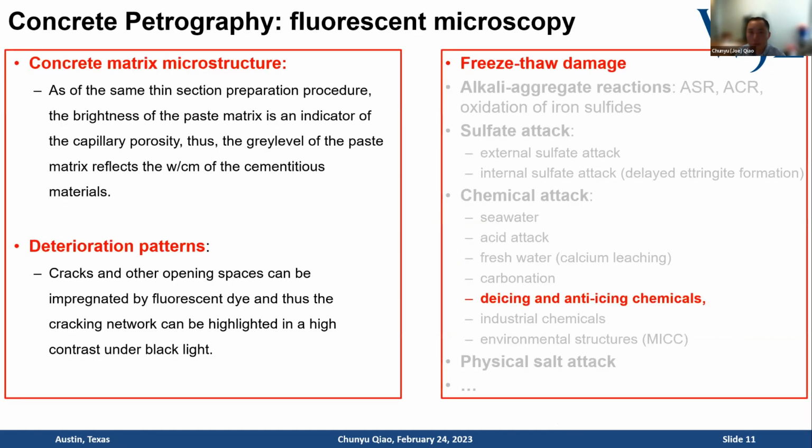Like I said before, fluorescence microscopy can examine anything that's occupied by epoxy. The first thing, like I said, is the matrix, so different matrix porosity will come in different gray levels. That's a very powerful tool to examine the water-to-cement ratio of the cementitious material. If you project the idea to damaged concrete with cracks or other open spaces, epoxy can easily occupy those cracks and open spaces. For any features in the fluorescent picture with a high contrast, we can use software to automatically extract that information and quantify those features.